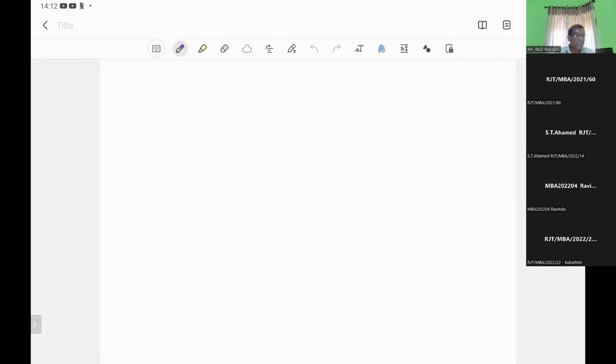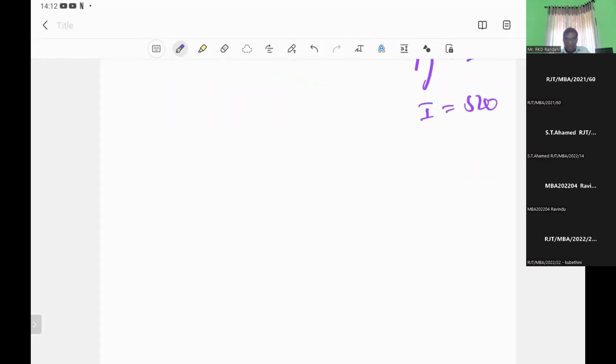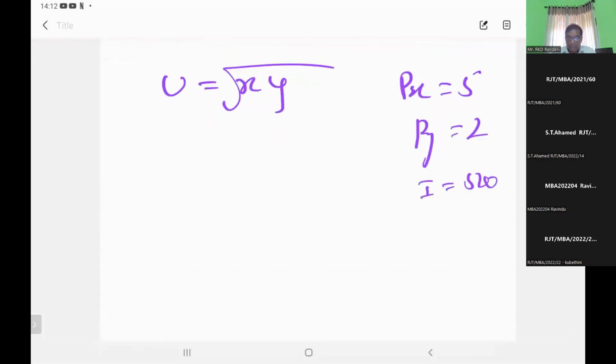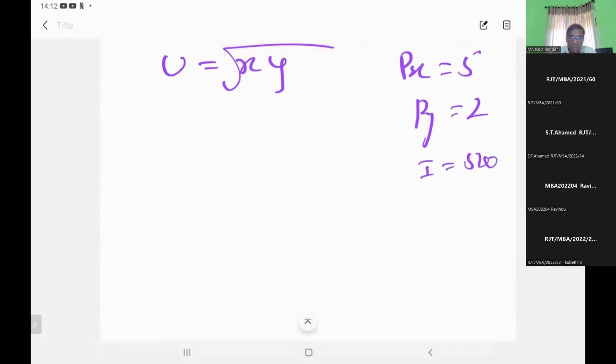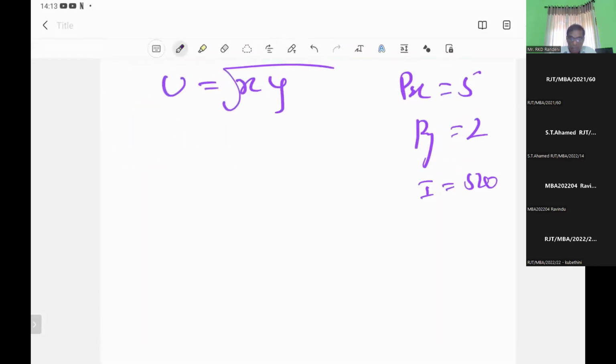Now U equals the square root of x and y. Price of x is 5 rupees. Price of y is 2 rupees. Right, 500. Now it is very easy. Now you can write this: U equals x to the power half, y to the power half.